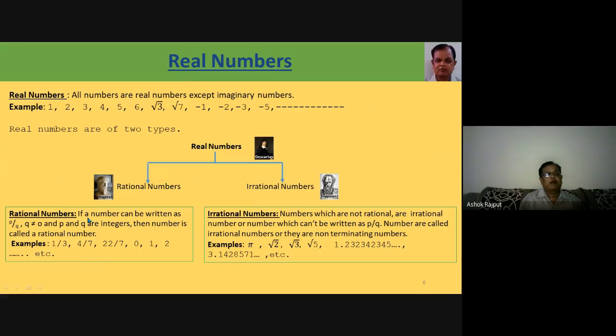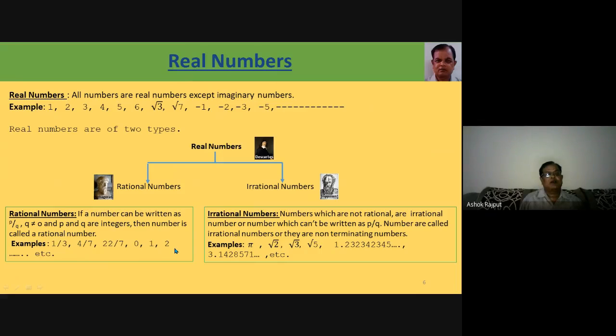If a number can be written as p by q, where q is not equal to 0 and p and q are integers, then the number is called a rational number. As examples: 1 by 3, 4 by 7, 22 by 7, 0, 1, 2, etc. These are rational numbers. 0 is also a rational number because we can write 0 as 0 by 1. We can write 1 as 1 by 1, and 2 as 2 by 1.